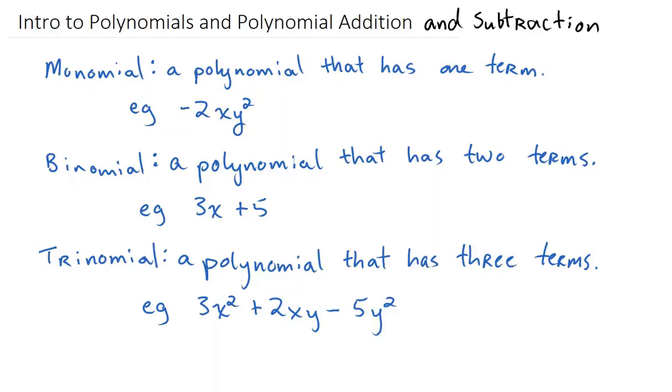So that's a trinomial. There are polynomials that have 4 terms, polynomials that have 5 terms, and so on. We don't worry about giving them special names as much, so these are the ones that we focus on as far as having names based on the number of terms they have. Monomial, binomial, trinomial. Once we go beyond that, we just refer to them as a polynomial.